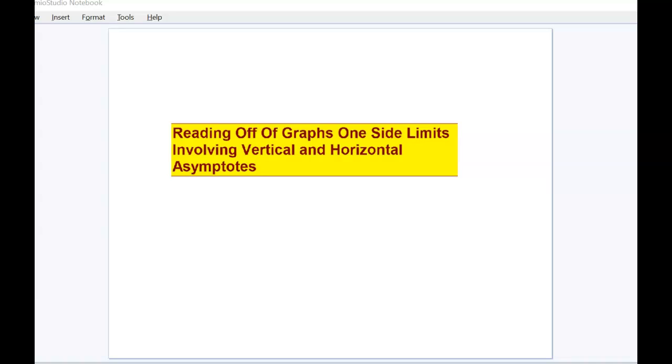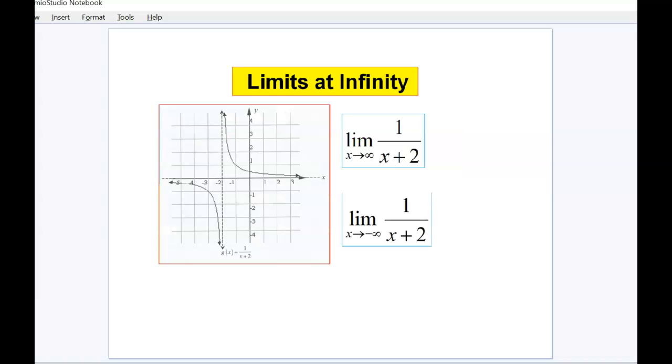In the next section on limits, we are going to learn how to read one-sided limits involving vertical and horizontal asymptotes. Limits at infinity. If we take a look at the rational function 1 over x plus 2, what's the limit as x approaches infinity of this graph?